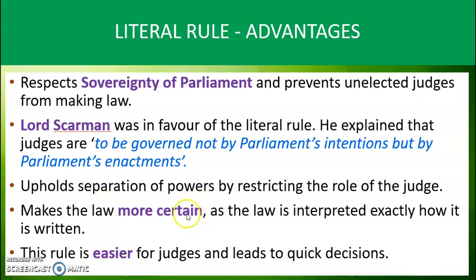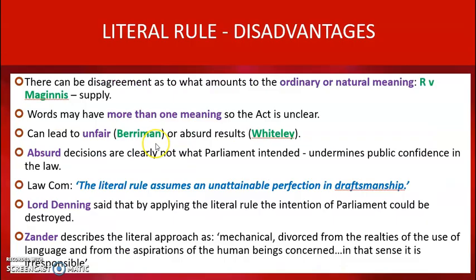And that means if the law's more certain, it's easier to advise your clients on the likely outcome of a case. The rule is also easier for judges because if they're just following the words as they're written, they're not looking for the mischief, they're not digging away in Hansard and trying to find the purpose of acts. It's going to lead to quicker decisions.